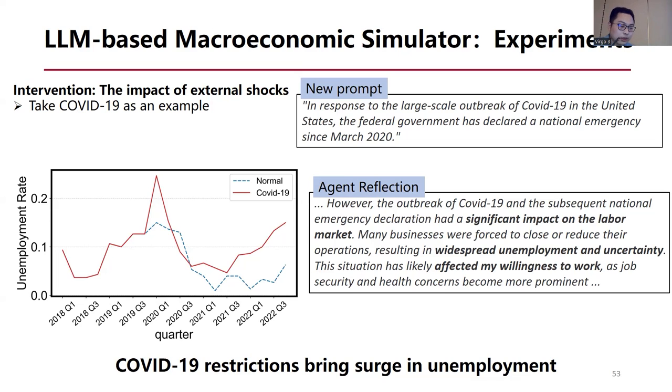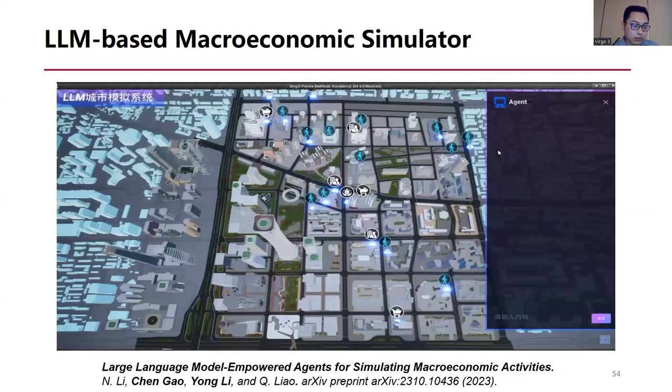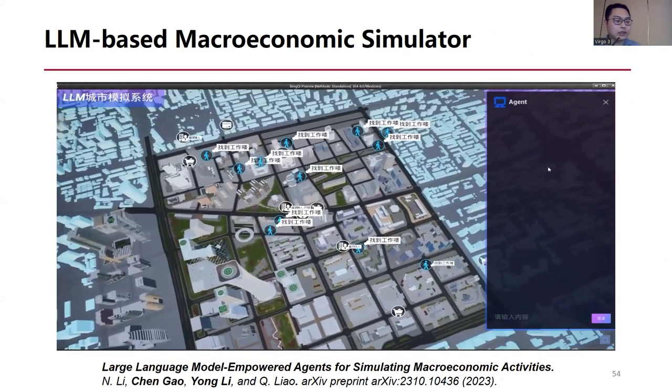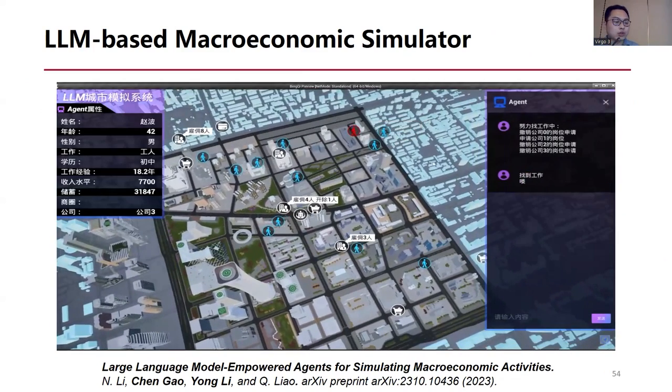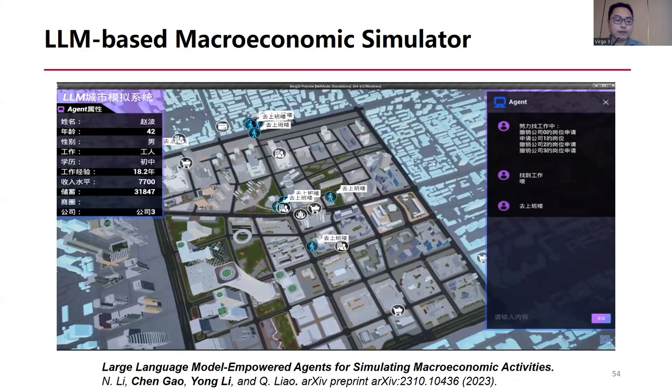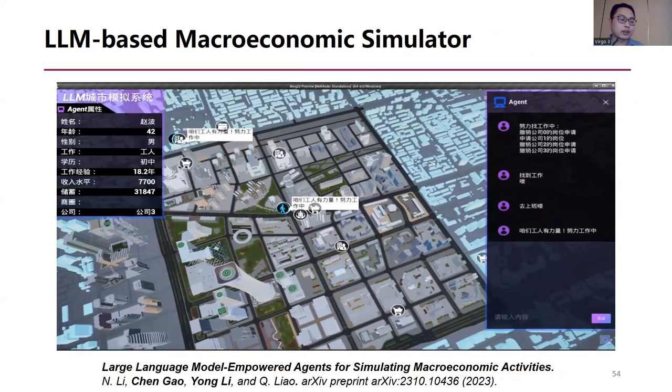We can see that the COVID-19 restriction in our system brings a surge in unemployment, which has the same trend as the real world. We can also see the agent reflection, which includes how COVID-19 affects his decisions in work and consumption. We also have a very short video showing a simulation in Beijing, China, about how the agents drive the economic behaviors in this small district.